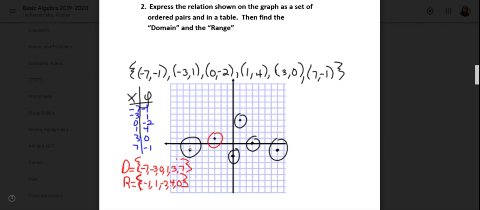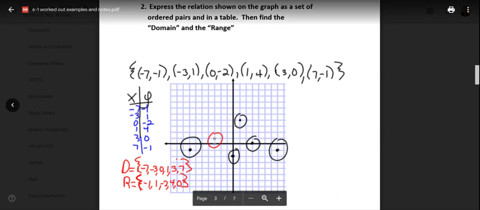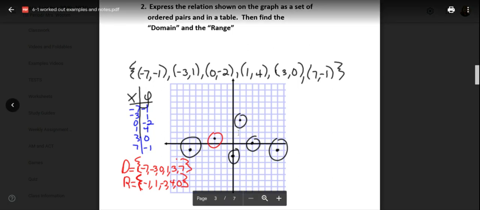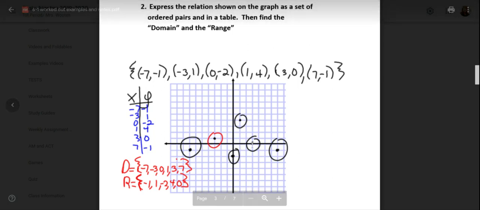That would be the point -7, 1, because we moved to the left 7 down 1. And then this next point would be -3, +1. So we move to the left 3 and up 1. Then 0, -2 means we don't move left to right at all, but down 2. 1, 4 is to the right 1, up 4. 3, 0 is to the right 3, and not up or down, and 7, -1 will be to the right and down.